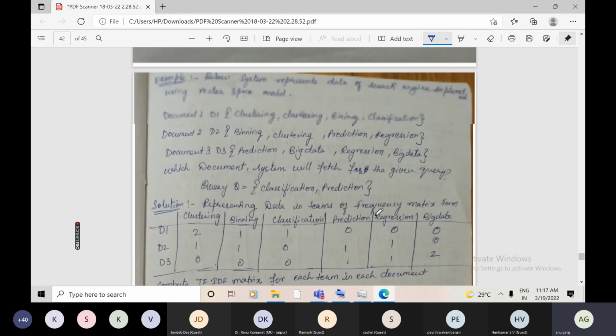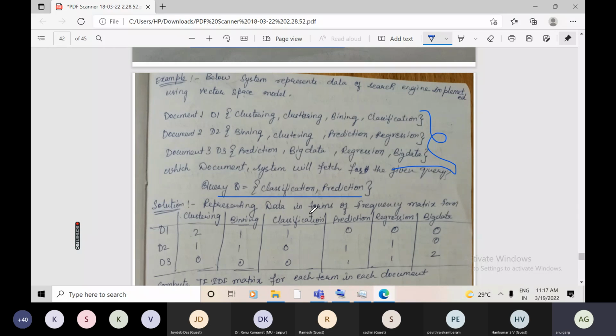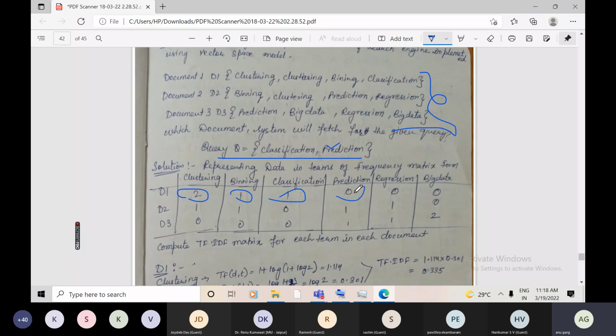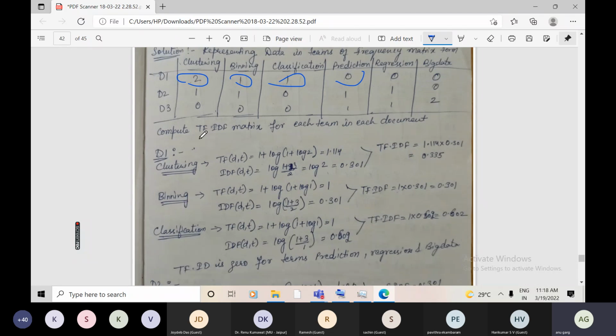Next is this one. This question says that you have 3 documents, and here you have a query. Now they want us to find out using this query which document will be fetched fast. That means you need to find which document this query is similar to. Here you write down your term frequency matrix first, D1, D2, D3, and then all the terms and how many times each term is coming in each document. Write that down. Then compute TF-IDF.